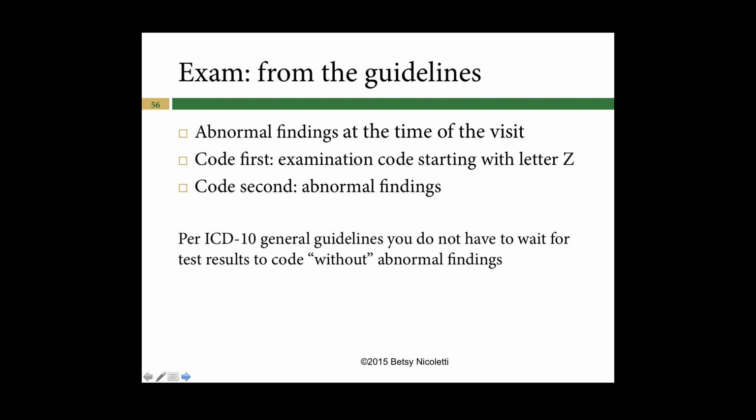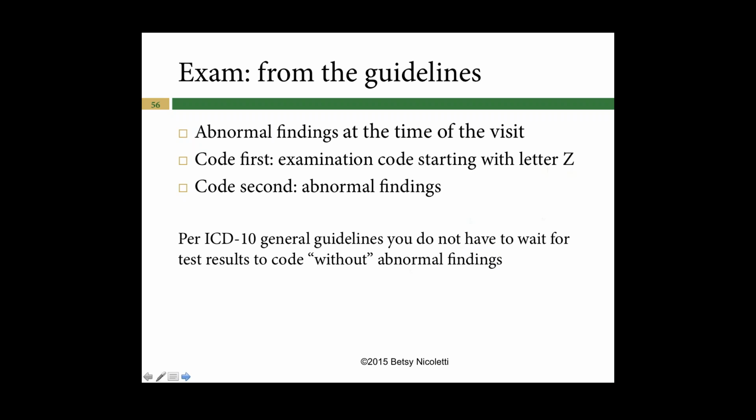So if you have a patient in whom you do discover a cardiac arrhythmia, and they have never had that cardiac arrhythmia before, and you find it at the time of the exam, the preventive exam, you code first the examination with the abnormal findings, and then you code second the cardiac arrhythmia.